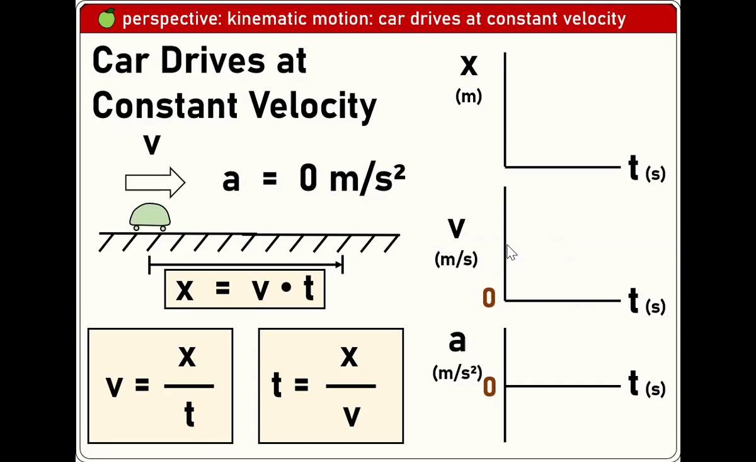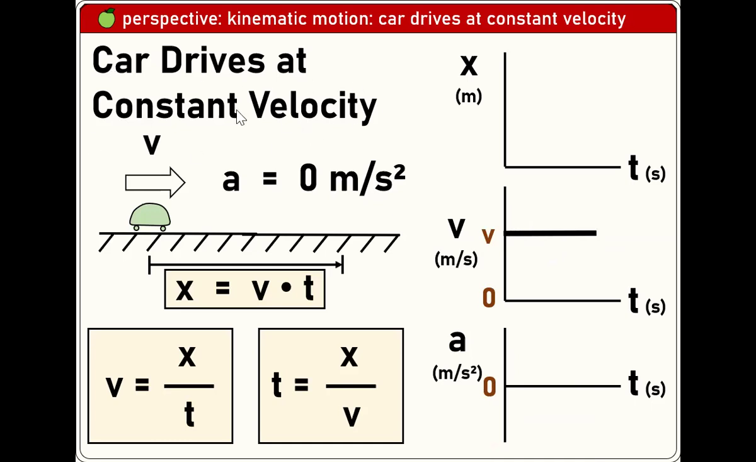So here's the story. You're going 70 miles an hour. 10 minutes later, you're going 70 miles an hour. 10 minutes later, you're always going 70 miles an hour, regardless of how much time has passed. Bam. There's the V versus T, your velocity versus time. You guys see it's constant velocity?